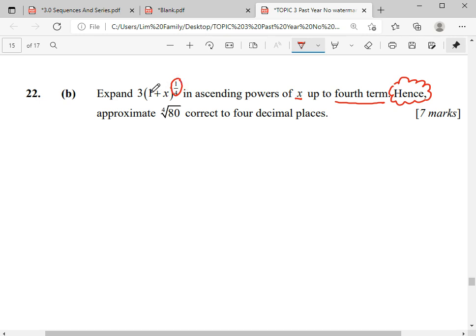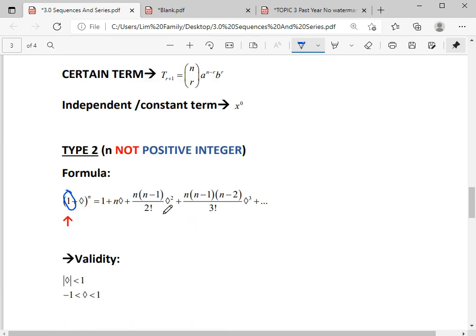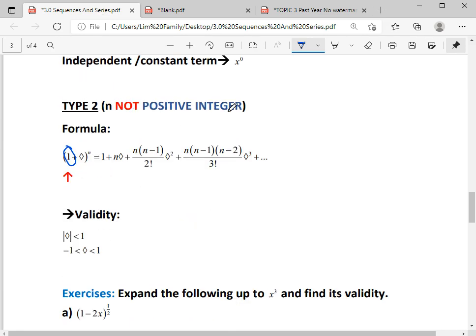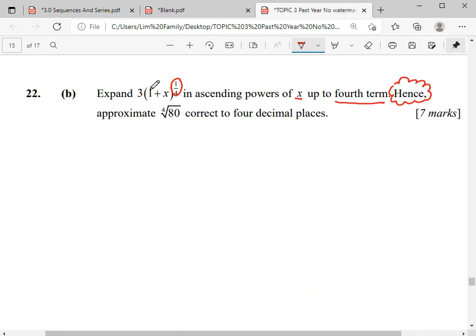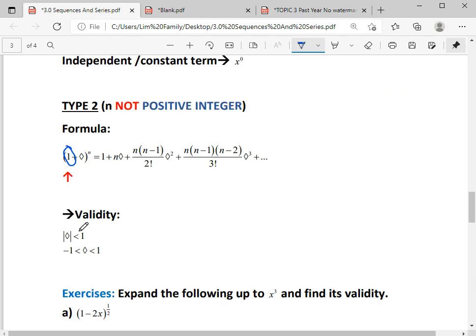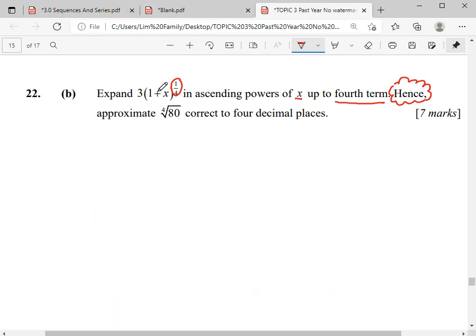When we want to expand a power that is not a positive integer, we refer to the type 2 formula. The first term, the one in front, must be 1. For our question, they already simplified it for us. That is 1 already, so 3 is a coefficient at the front. In our bracket it is 1 plus something, and that something is x. So our n is 1 over 4. The thing we want to expand is x.